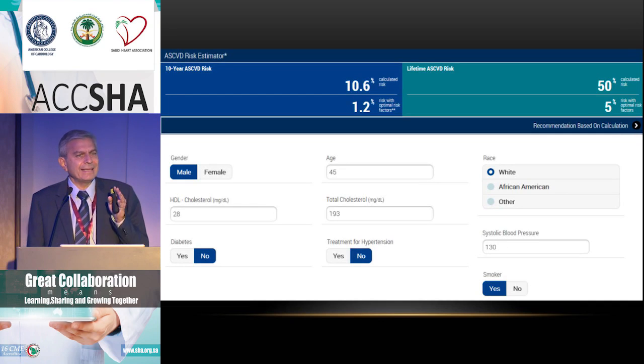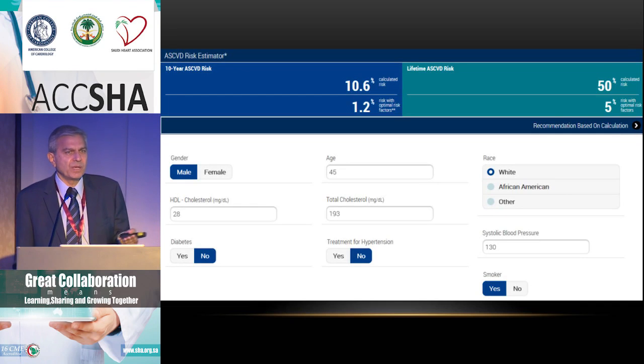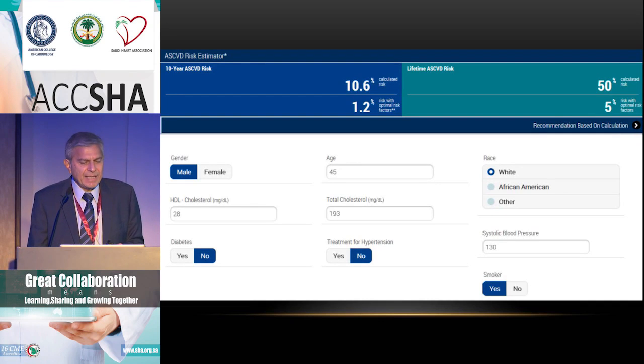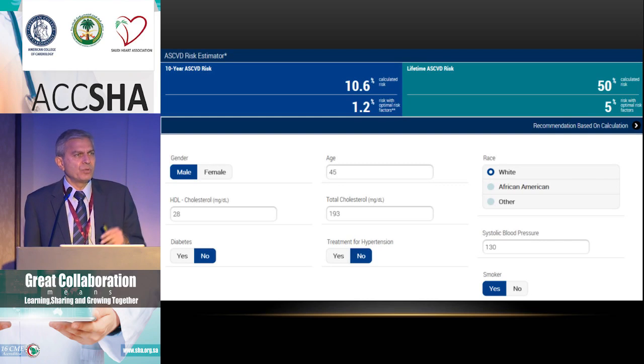So if we go by the guidelines, which we should, of course, why do we have guidelines? Then that patient needs to be on statin. 10.6 is pretty high, and you can go moderate or high intensity. I normally go with a moderate intensity statin. So I prescribed a medication, a statin, for that patient, and of course had a conversation with him.